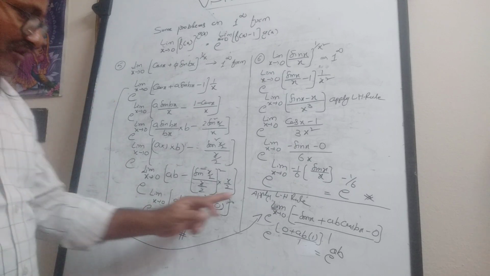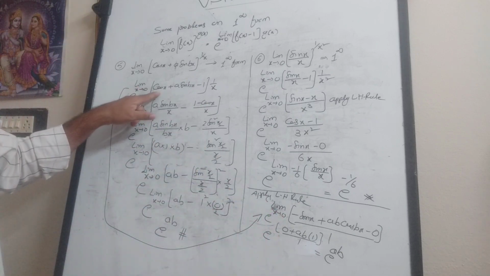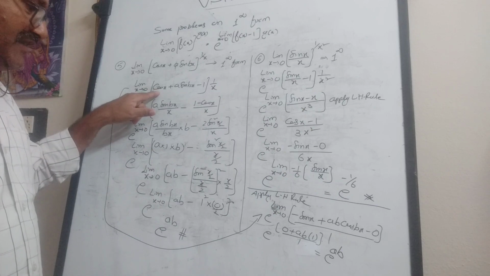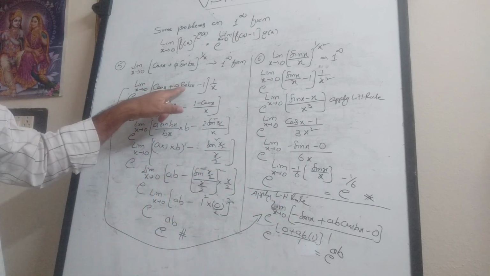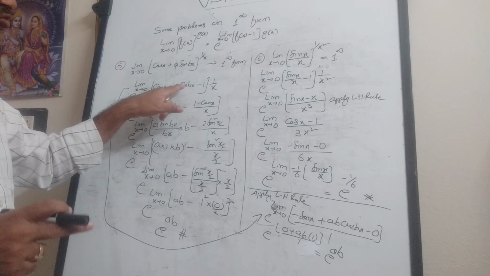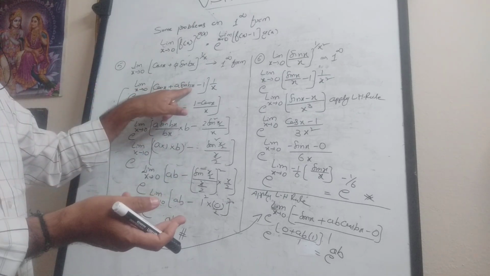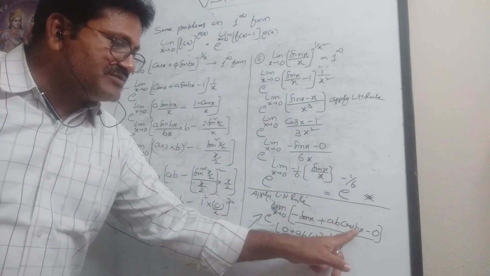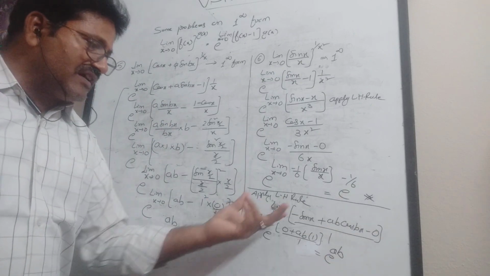Now we will go for this one. Now apply L'Hospital rule, limit x tends to 0. You must know about the derivatives. The derivative of cos x is minus sin x, and the derivative of a constant is zero. The derivative of sin bx is cos bx into the derivative of bx, which is b. So I can write this value as ab cos bx minus, what is the constant's derivative? 0.